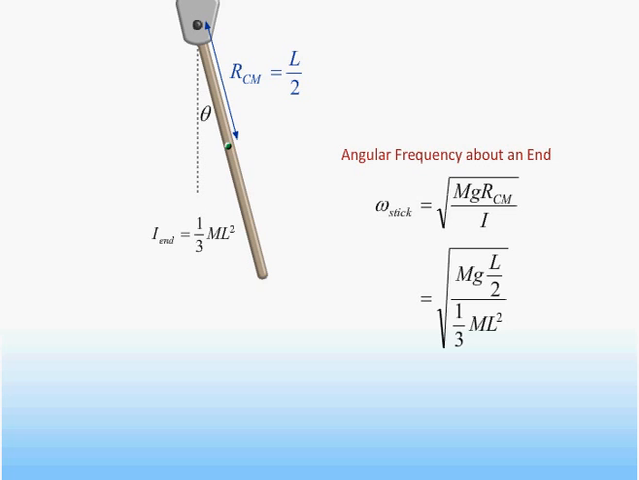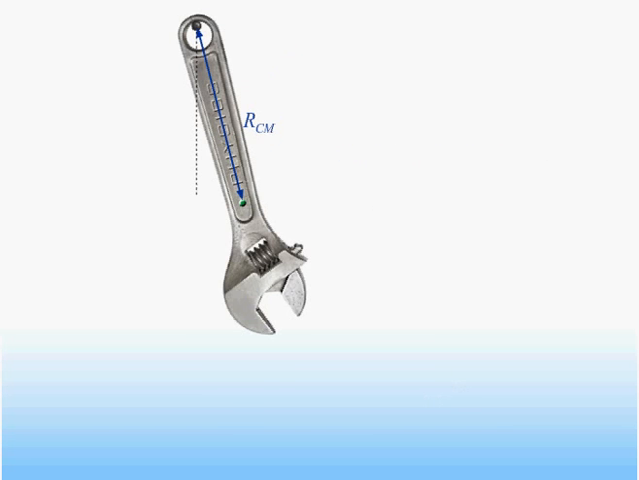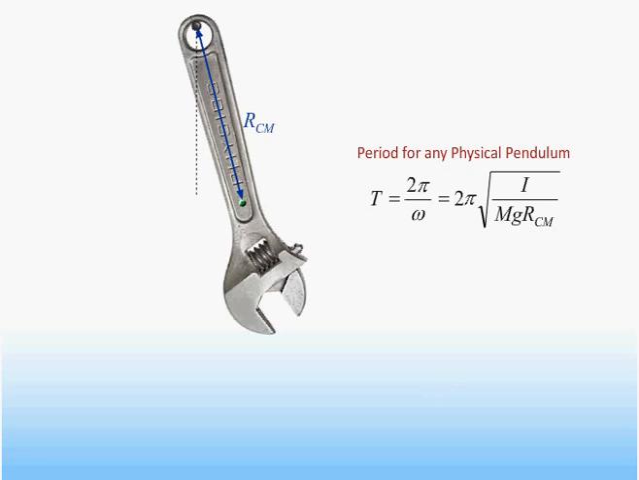Plugging in these quantities, we find that this stick behaves exactly like a simple pendulum whose length is 2/3 that of the stick. Here we see another physical pendulum with a different shape and mass. We know we can find the period of this pendulum from its mass, its distance to the pivot, and its moment of inertia. Since the moment of inertia will always be proportional to the mass of the object, we see that the period will be determined totally by the size and shape of the object.